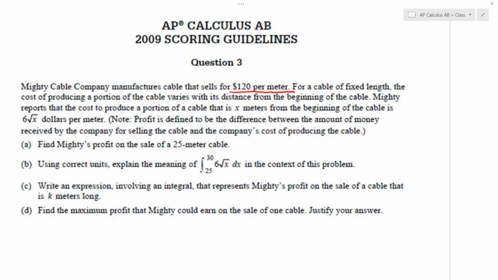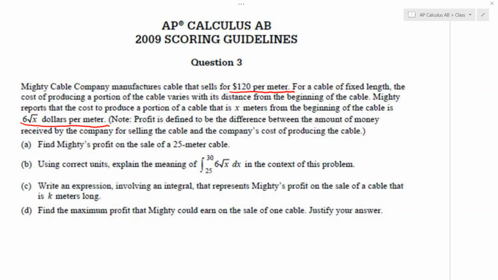The cost of producing a portion of the cable varies with the length of the actual cable, and they give us that it's 6 root x dollars per meter. Now, that might not make sense, but what I'm hoping you take away is this: if you integrate 6 root x dollars per meter times dx, what units are we going to be left with? Just dollars. If you integrate dollars per meter, you're left with just dollars, as long as you have the same d with a variable at the end.